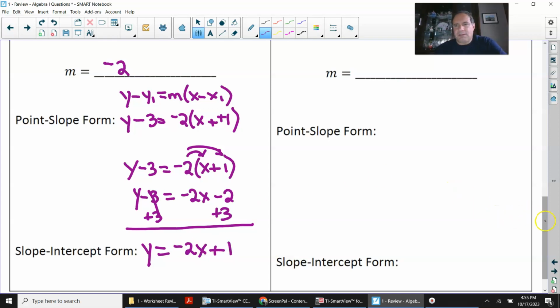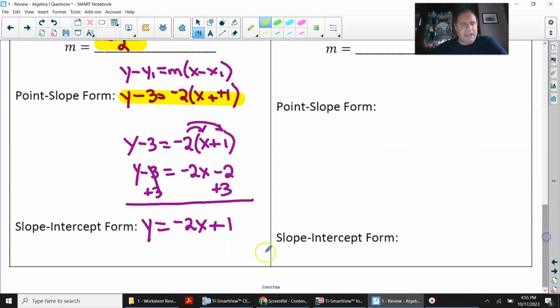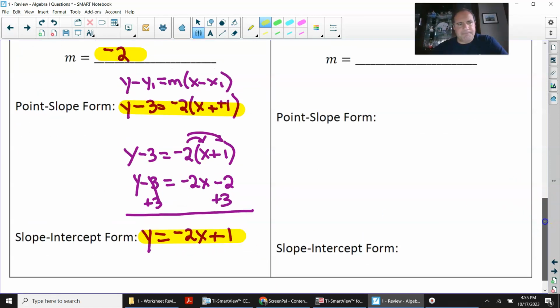So you have three answers in this one. You have one, they wanted you to find the slope. The other one, they wanted you to find the point slope form using the slope in x1 and y1. And then the slope-intercept form is right there.